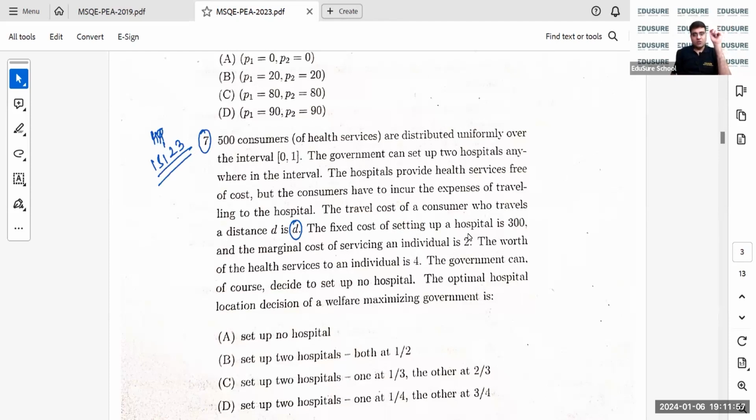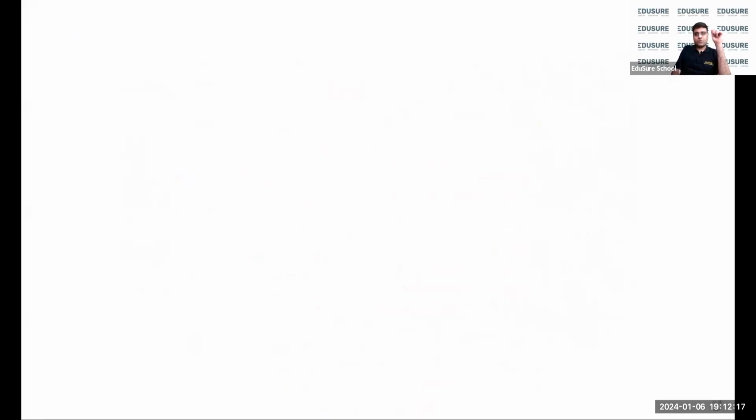Marginal cost of servicing an individual is 2. The worth of the health services to an individual is 4. The government can, of course, decide to set up no hospital. What is the optimal hospital location decision of a welfare maximizing government? Okay, so let's put this information on the whiteboard.